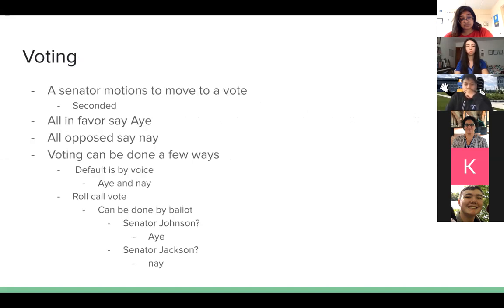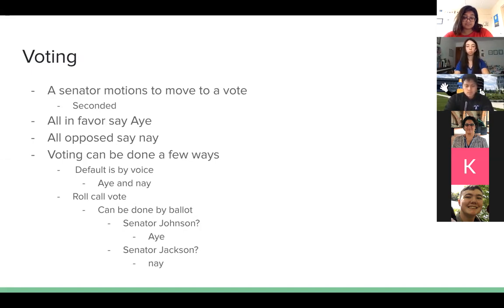So voting is another type of motion. With this, the senator just says, I move to vote. It is seconded, and then the vote happens. All in favor say aye, all opposed say nay. The default way that we do voting is normally by voice, so just aye and nay.